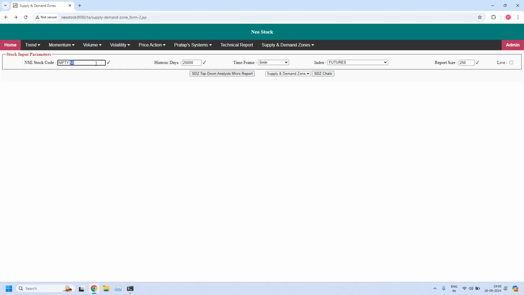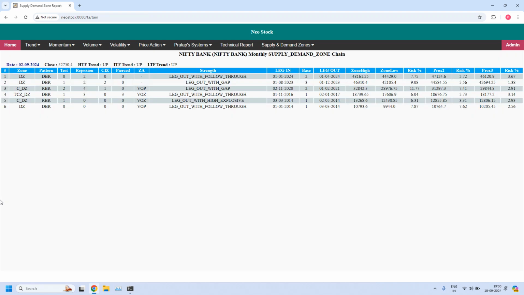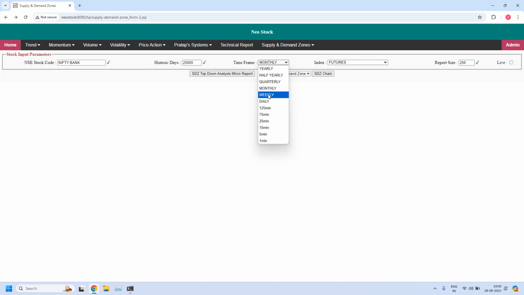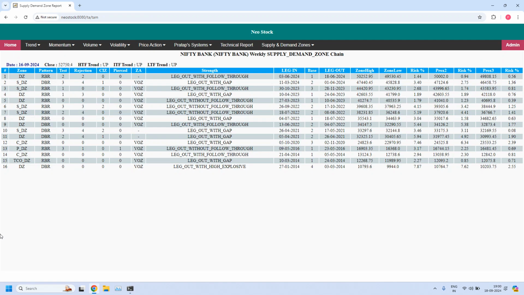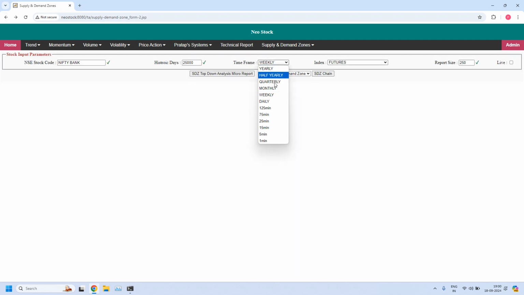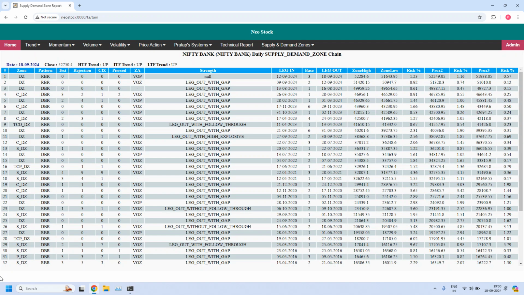That is nothing but Nifty Bank. So starting with monthly time frame, I am generating monthly supply demand zone chain for Bank Nifty. Next time frame is weekly. I am generating weekly supply demand zone chain for Bank Nifty. Next time frame is daily. I am generating daily supply demand zone chain for Bank Nifty.